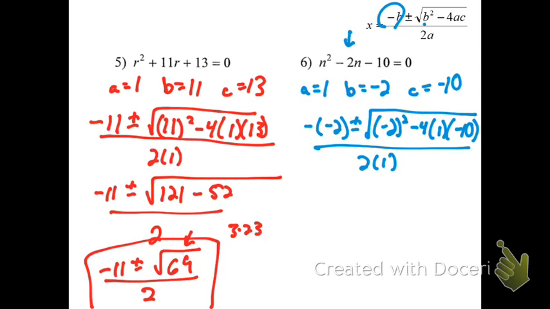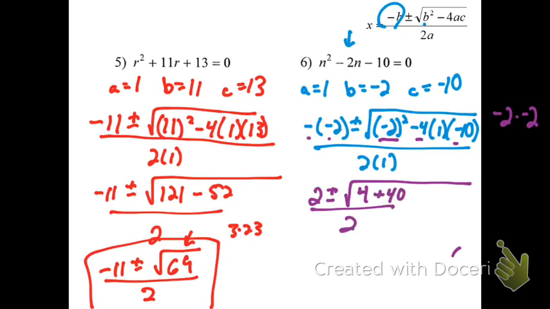Now, we got to deal with a lot of signs here, so please pay attention to this. The opposite of negative 2 is a positive 2. That's the first and foremost issue right there. Then, negative 2 squared is the same thing as negative 2 times negative 2, which is positive 4. Then, negative 4 times negative 10, that's positive 40. That's all over 2. All right, so that was a tricky step.